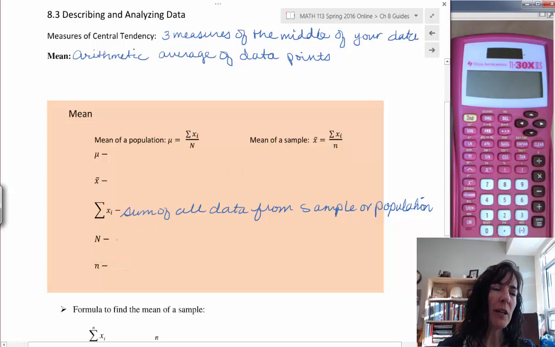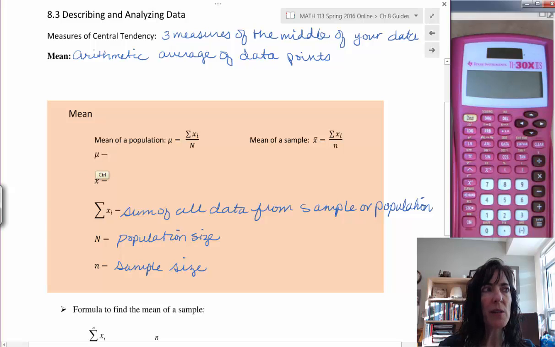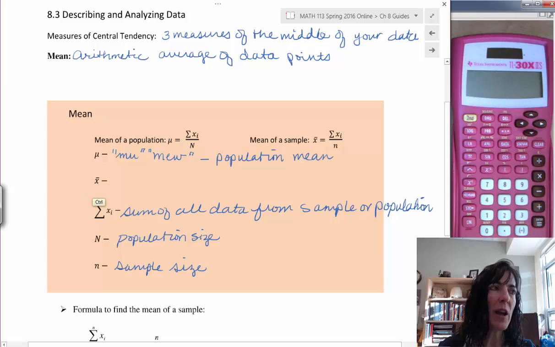The capital N is the population size, and the lowercase n is the sample size. And then we have this symbol, which is said mu. It's called mu, and you pronounce it like the kitties meow. So we pronounce it mu. And it is a Greek letter, and we use it all the time to represent the population mean. And then we have this symbol, which is called X bar because it has a bar across the top. So this one is called X bar. And we use that all the time to talk about our sample mean.